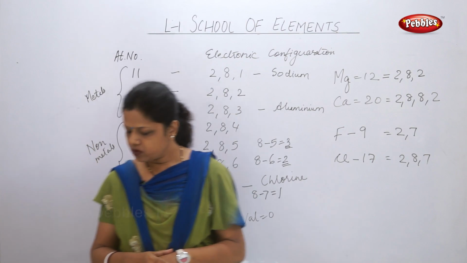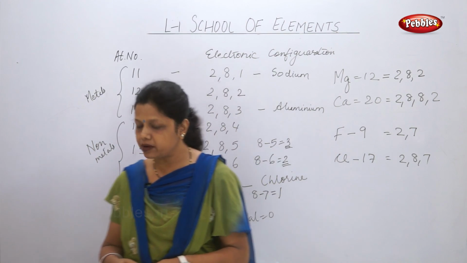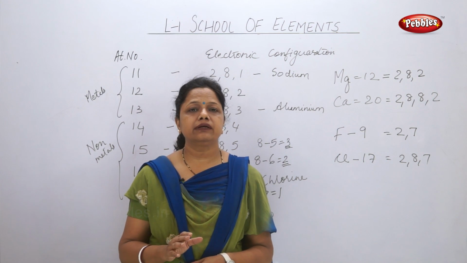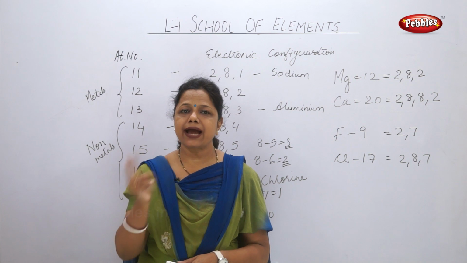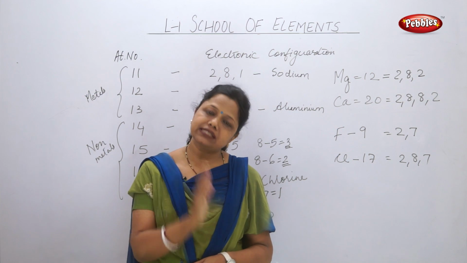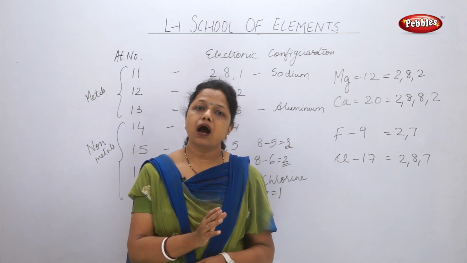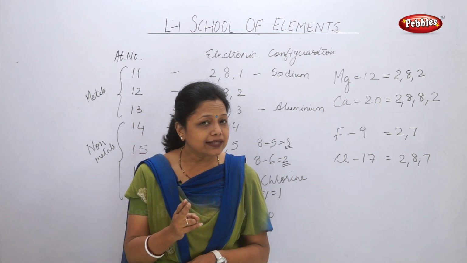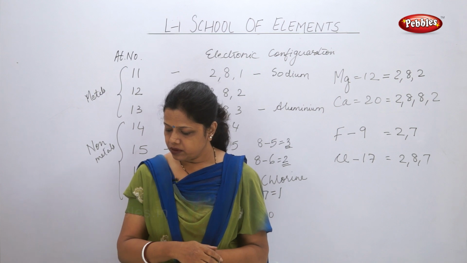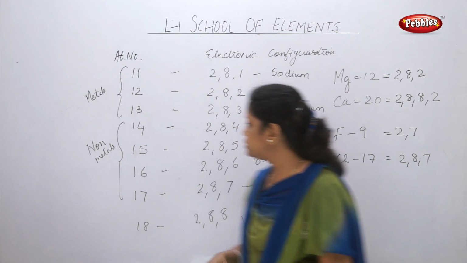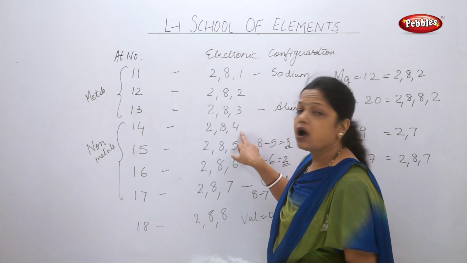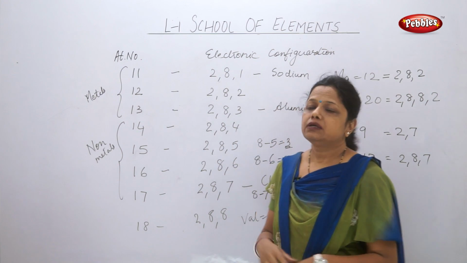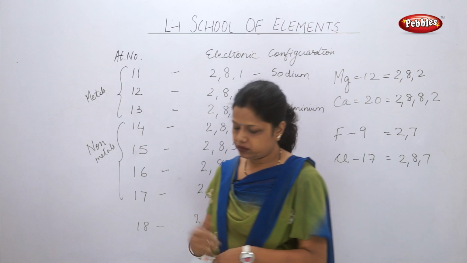Second question, what is the valency of the element with atomic number 8? Now atomic number 8 can be written in the electronic configuration as 2, 6. Now if it is having 6 electrons in the second orbit, how much is it short of? It is short of 2. So valency becomes 2. In atomic number 14, it is written 2, 8, 4. How much is it short of? It is short of 4, which it shares. So the valency becomes 4.